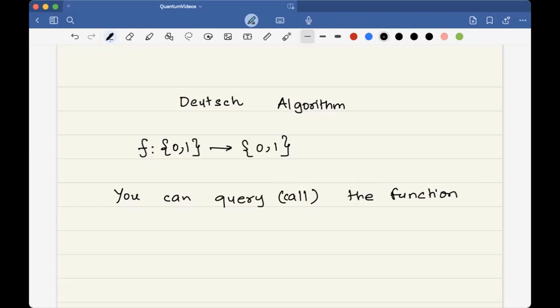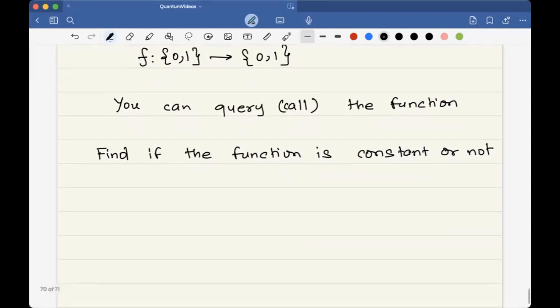And the goal is to find out if the function is constant or not. So by using the minimum number of queries. So find if the function is constant or not. So what are the possibilities?